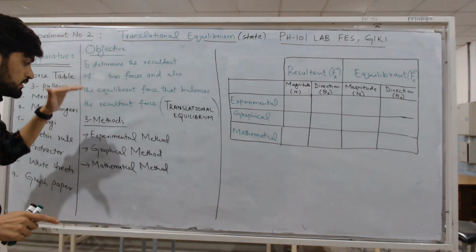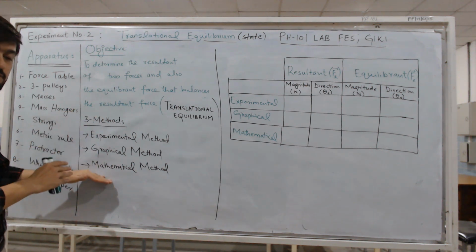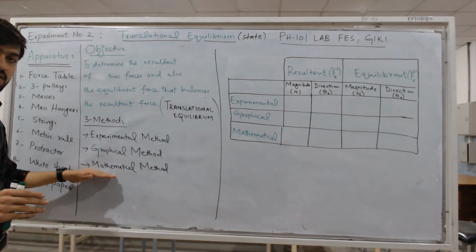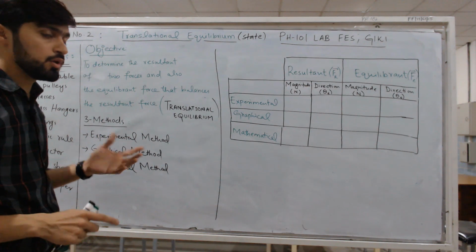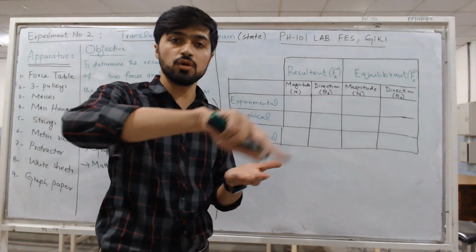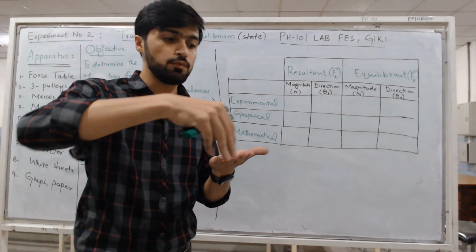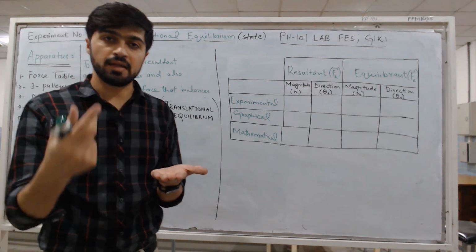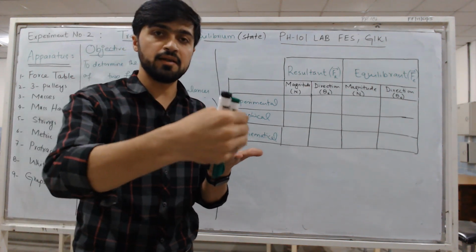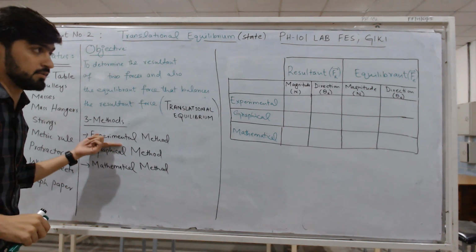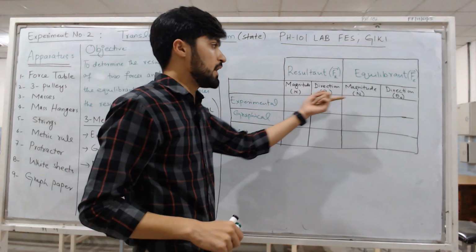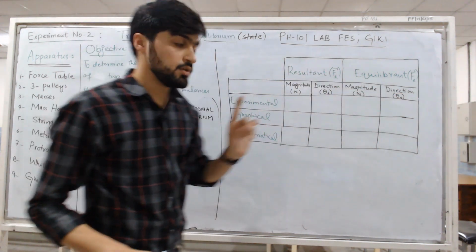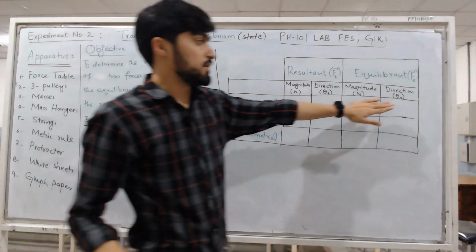Actually, there are three methods to perform this experiment. The first one is the experimental method, the second one is the graphical method, and the third one is the mathematical method. The experimental method is by looking into the force table. What are the forces? There will be a degree scale that I will be demonstrating. The degree scale will give you the direction. F1 is, let's say, at 0 degrees. So we will be using the experimental method, and theta r will be determined for the equilibrium force. Then, from the equilibrium force, first we will determine the magnitude of the equilibrium force.